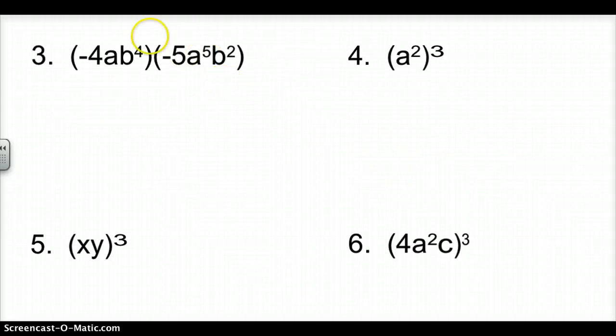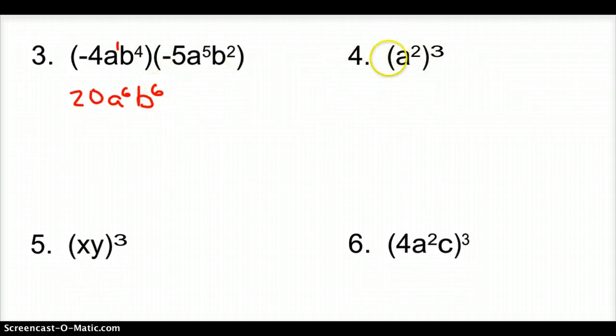Now on number 3, it's the same situation. We have numbers in front. Now it's a negative times a negative, so a negative times a negative makes a positive 20. Then we have a. How many a's do we have? We have 1a times a to the 5th. Remember, when we multiply, we add, so it's a to the 6th. And now we have a b, so it's b to the 6th because you also add them up.